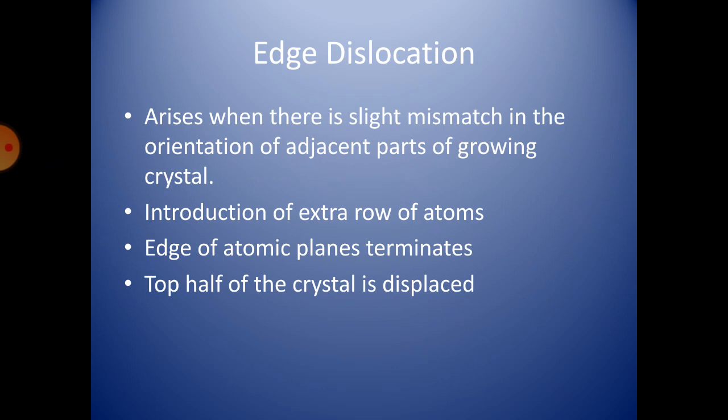Coming to edge dislocation, it arises when there is a slight mismatch in the orientation of adjacent parts of the growing crystal, resulting in the introduction of an extra row of atoms. The edge of the atomic plane terminates within the crystal instead of passing all the way through. Under the impact of the shear, the dislocation moves across the crystal in such a way that the top half of the crystal is displaced one lattice distance with respect to the other half.